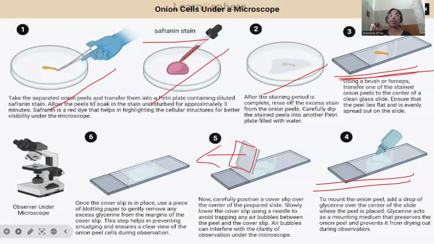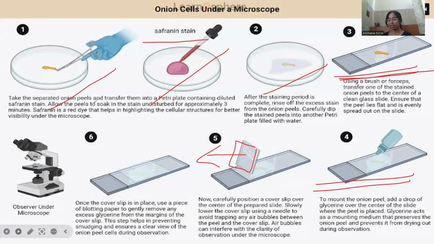Now when you're covering this peel with a cover slip, you have to make sure there is no air bubble formation, otherwise when you're trying to look under the microscope, you will not be able to see the organelles properly. So put it in such a way that there are no air bubbles.